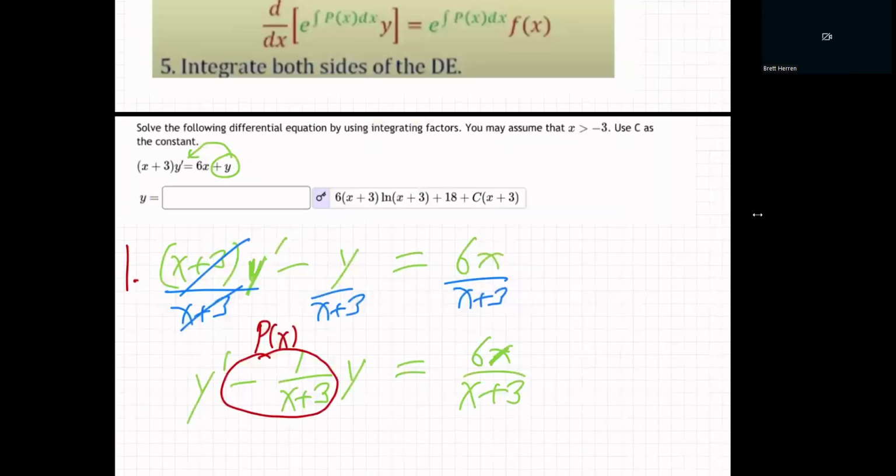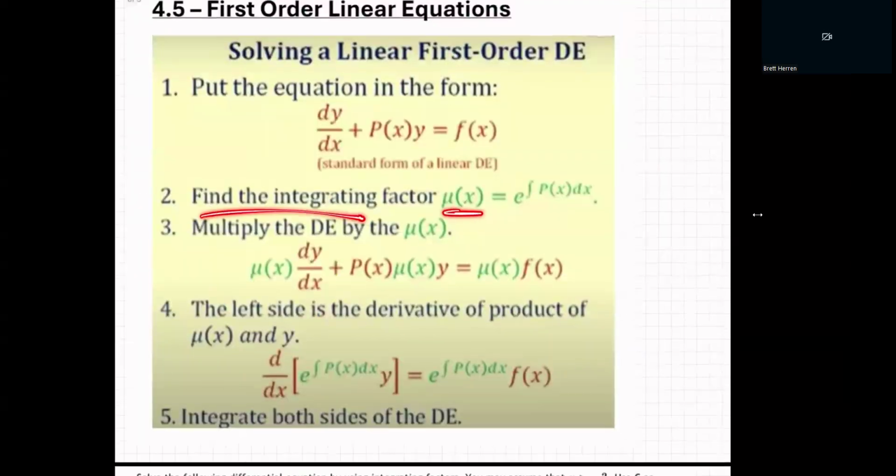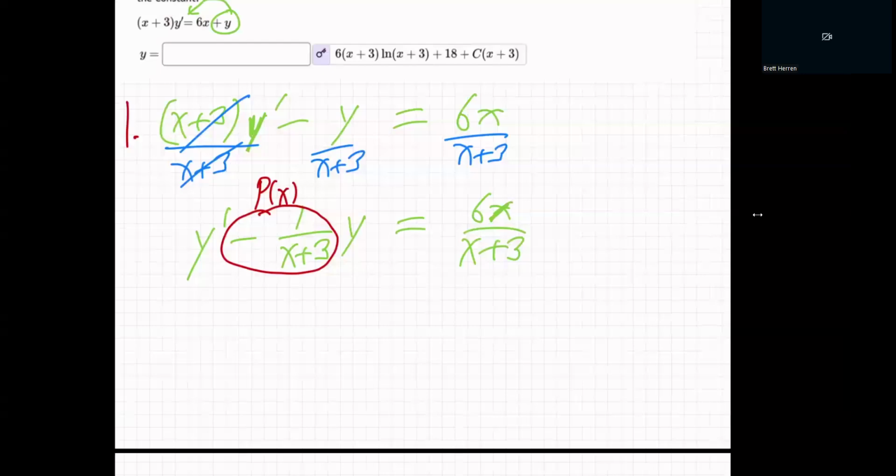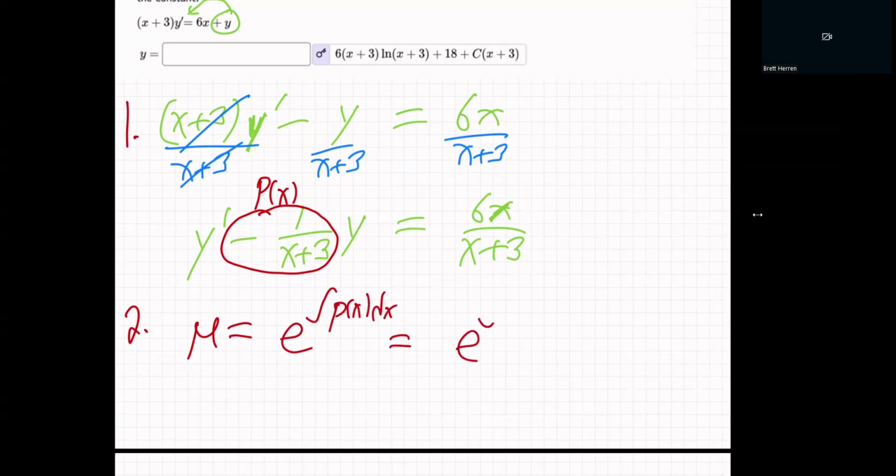Now that we have it in the right form, step two: find the integrating factor, mu of x, which is e to the integral of p of x dx. So mu equals e to the integral of p of x dx, which is e to the integral. What's p of x? Well, it's right there. It's minus 1 over x plus 3 dx.